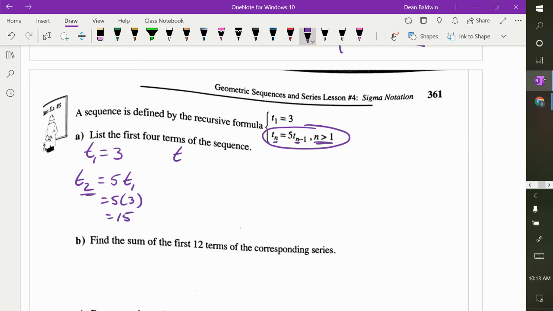Let's do t3. That means our n value is 3, right? So I go 5 times t, I'll even write it out, 3 minus 1. What's 3 minus 1? So it's 5 times t2. What's t2? What's 5 times 15? All right. Tell me what t4 is, please.